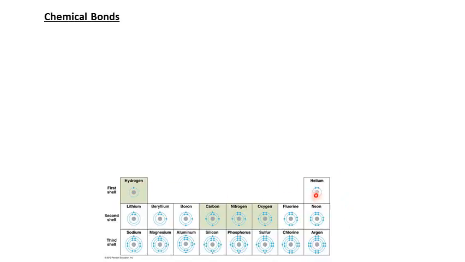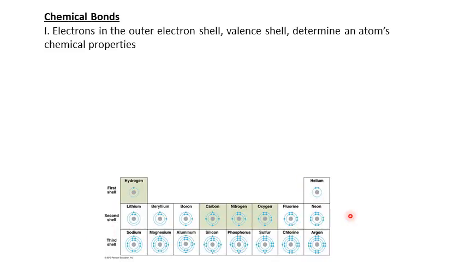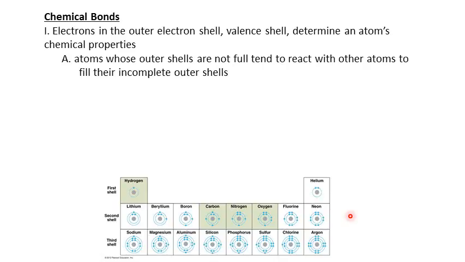But look what we have over here on the right column. All of these elements have full outer shells. Everything to the left of the right-hand column does not have full outer shells. Once again, we mentioned that electrons have tiny mass, but they're critical to the behavior of atoms. Atoms whose outer shells are not full tend to react with other atoms.